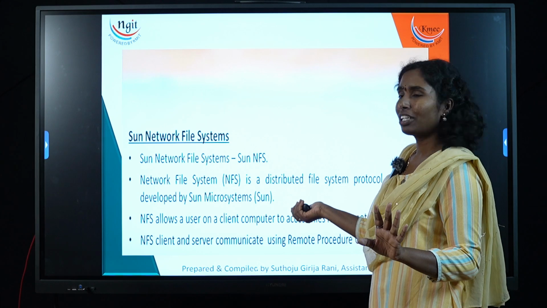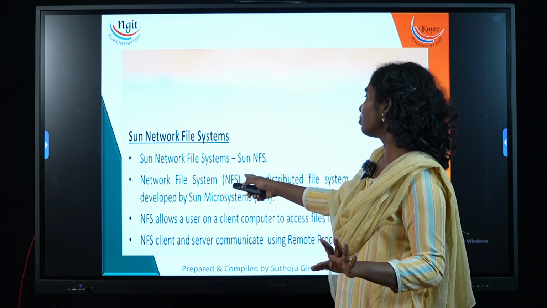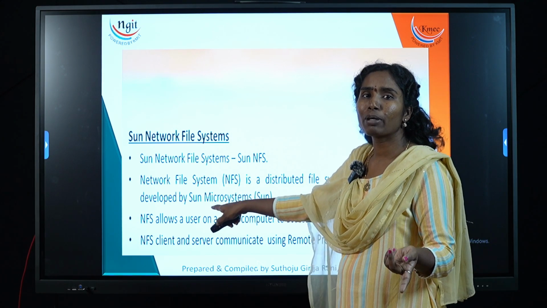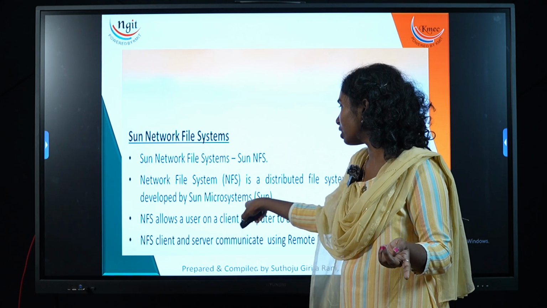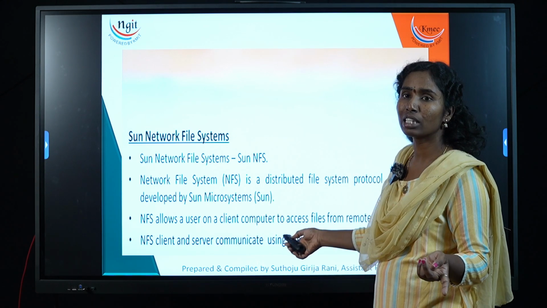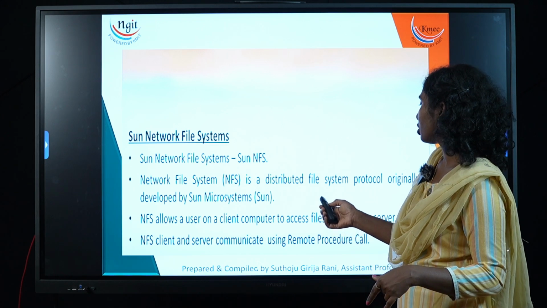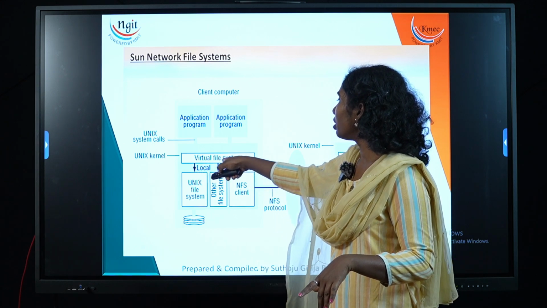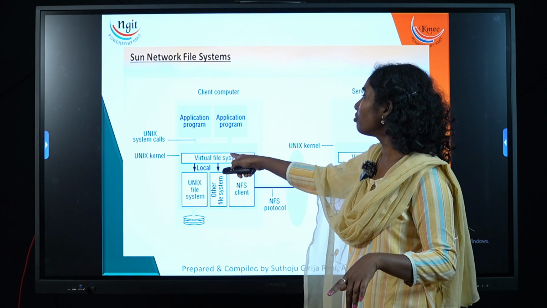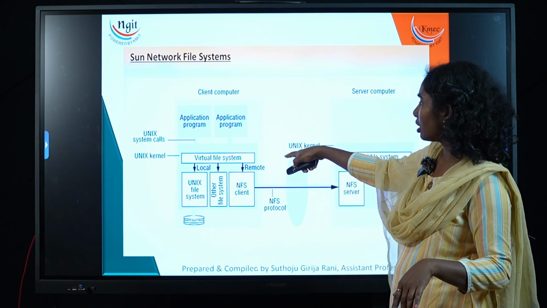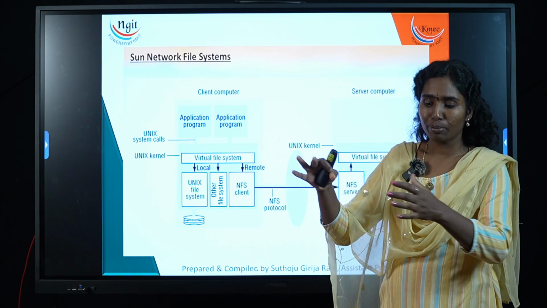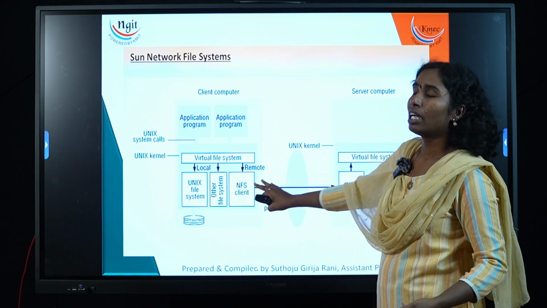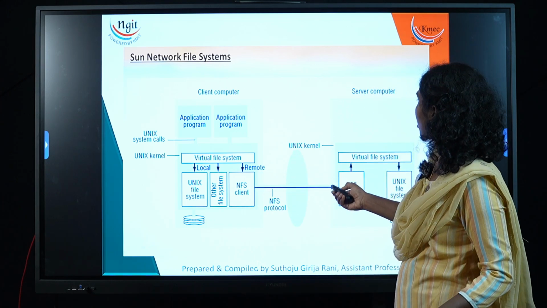This is a basic introduction to Sun network file systems, a distributed file system developed by Sun Microsystems, thus the name Sun. As we have already seen, these work with the client server infrastructure using RPC. The virtual file system is the file system enabled within the Unix kernel, where our data is available locally, and whenever we require, we go with remote access from the NFS client to the NFS server.